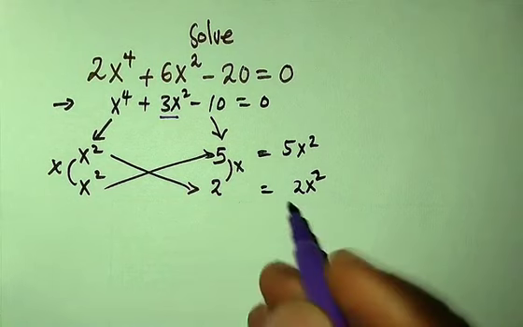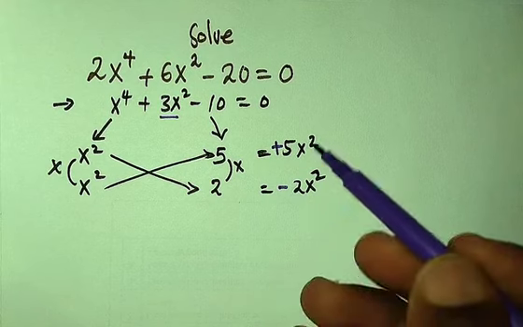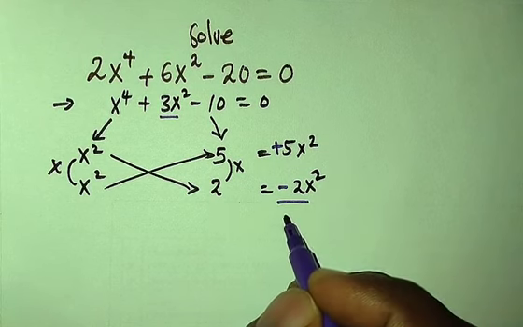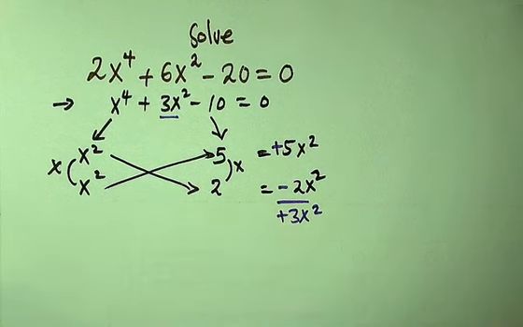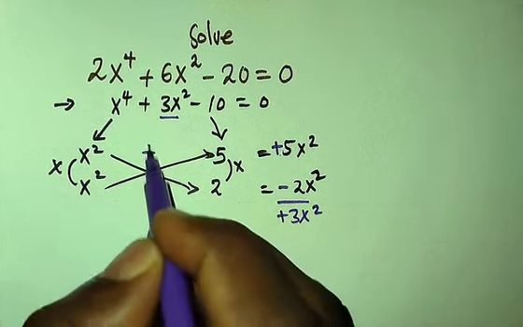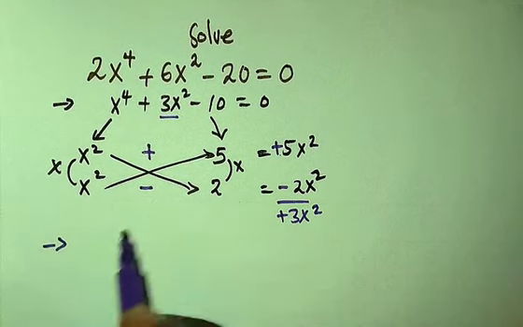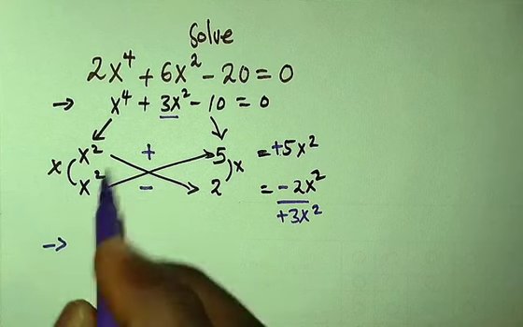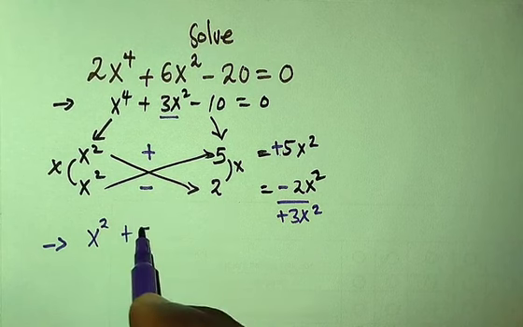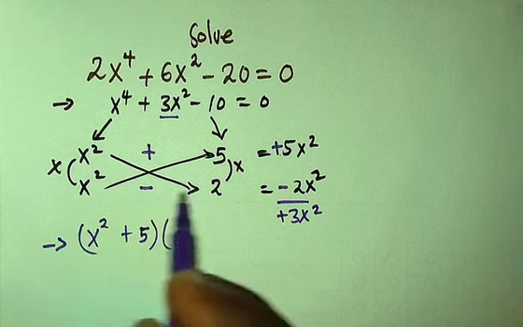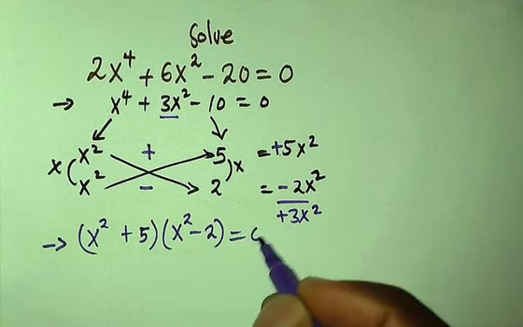Okay, so what we can do is put plus there and minus there, so that plus 5x squared minus 2x squared gives 3x squared, which is plus. That is the same thing I have here. Since I put plus there, plus will be here, and I put minus there, minus will be here. So therefore I can have this factored in this form: x squared plus 5, then x squared minus 2. The 0 that we have here, you put it there.